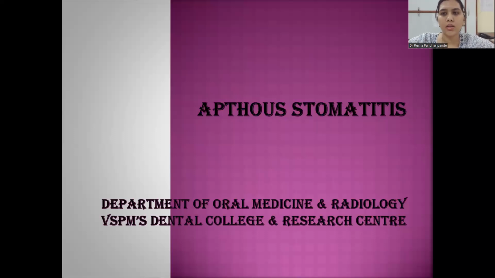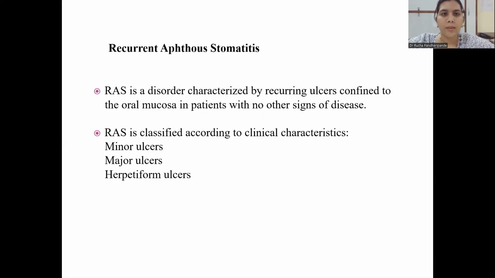This lecture video is about aphthous stomatitis, its etiology, clinical features, and treatment. Aphthous stomatitis is a disorder characterized by recurring ulcers confined to oral mucosa in patients with no other signs of disease. Recurrent aphthous stomatitis is classified according to its clinical characteristics into three types, that is minor ulcers, major ulcers, and herpetiform ulcers.